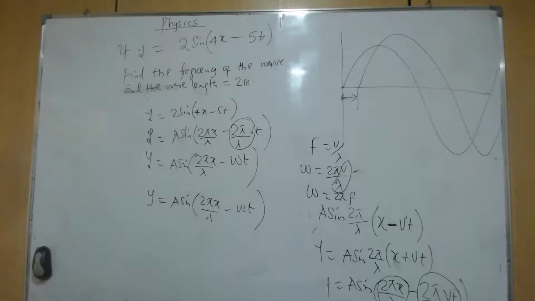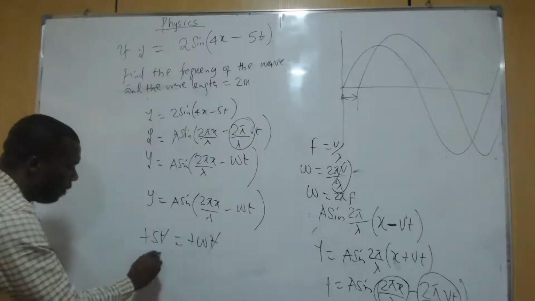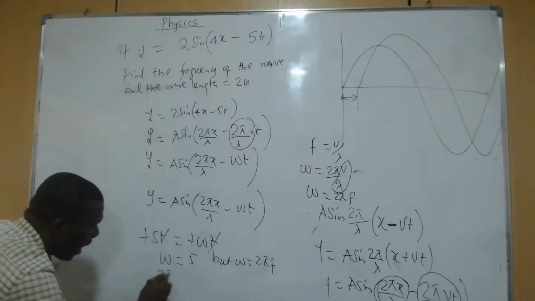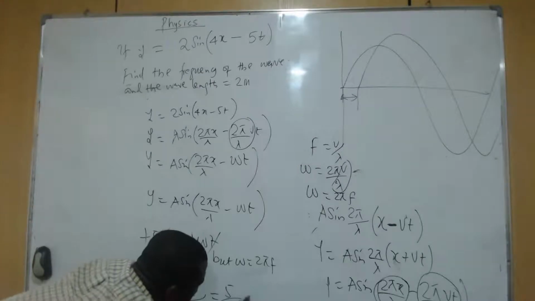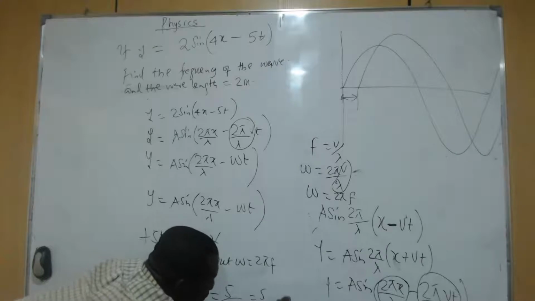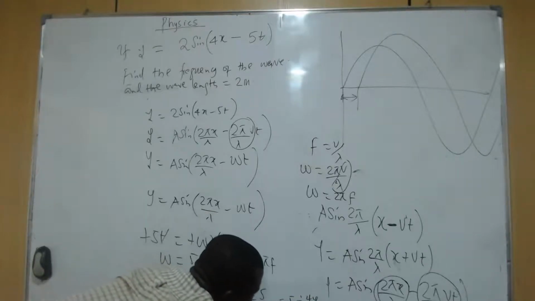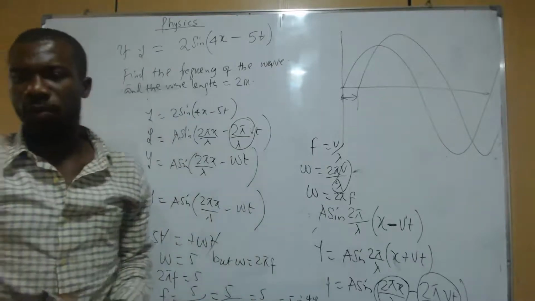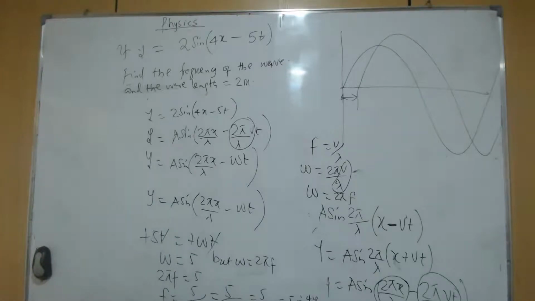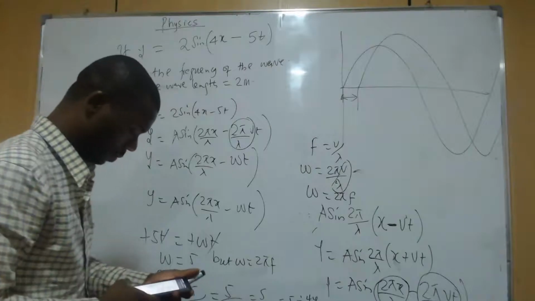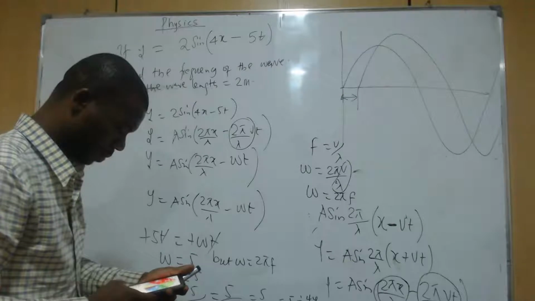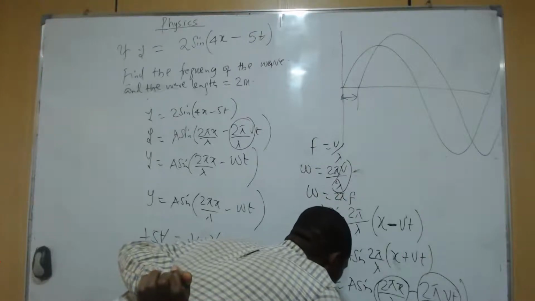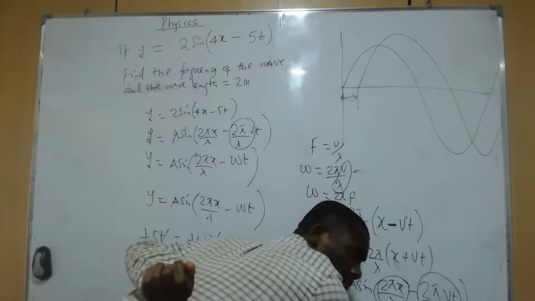We can now start making our comparison from the equation. From here, we have omega is equal to 5, but omega is equal to 2 pi f. So therefore, f equals 5 over 2 times 22 over 7, which is 5 divided by 44 over 7, which is 5 times 7 over 44, which is 35 over 44, which will give us a value of 0.3 something.